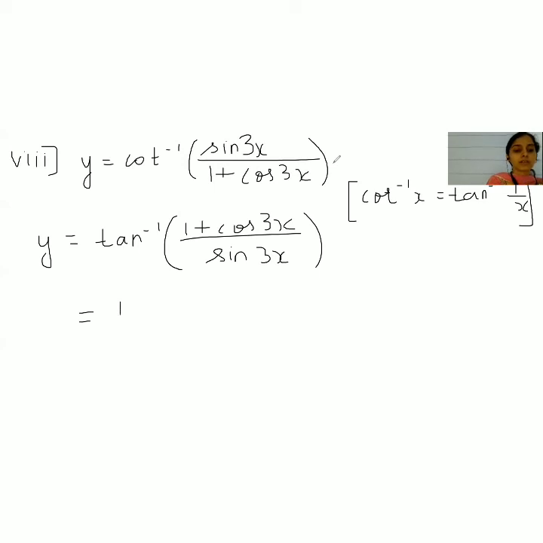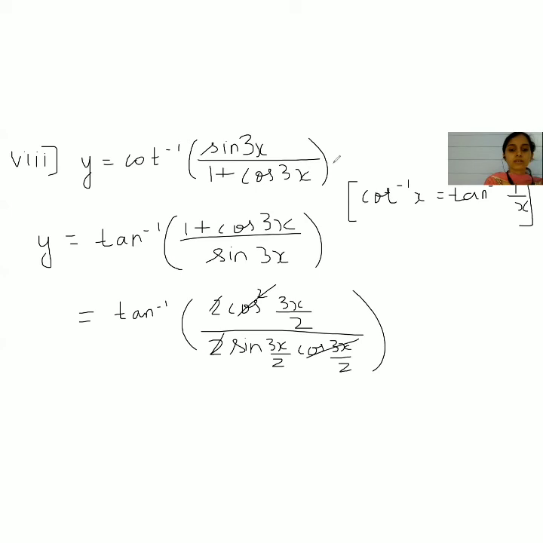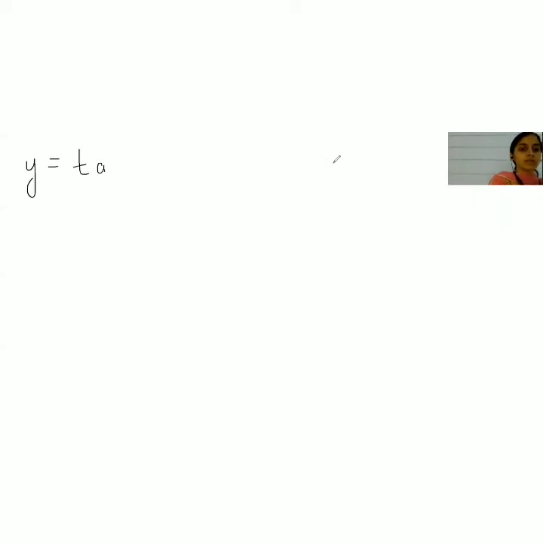Now 1 plus cos theta is written as, we have done this formula several times now. So that is 2 cos square theta by 2, so 3x by 2. And sin 3x can be written as 2 sin 3x by 2 cos 3x by 2. Okay. 2 cancels out, cos cancels out. So we are left with tan inverse of cot 3x by 2. Y is equal to tan inverse of cot 3x by 2.